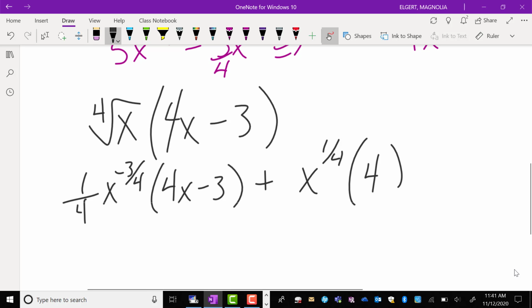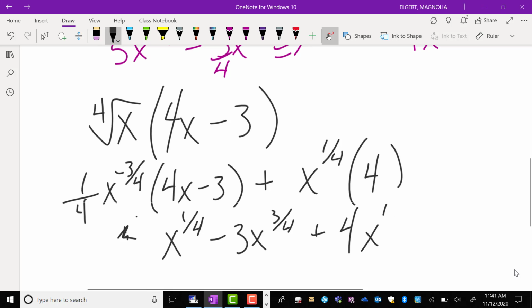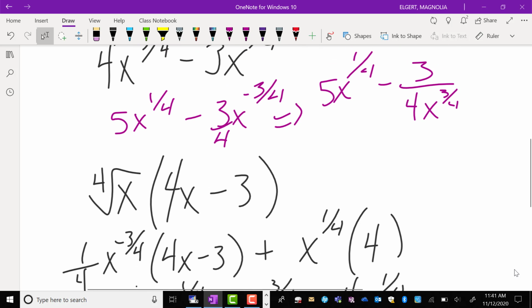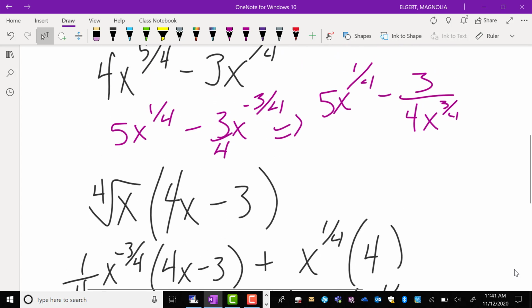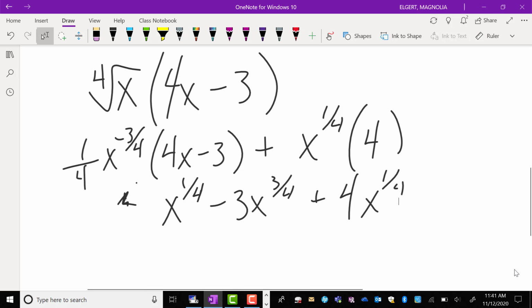So you'd get 4 times 1/4, that's 1. This 1/4 times 4, that's 1. And then that would be x to the 1/4 minus 3x to the negative 3/4 plus 4x to the 1/4. And then if you look back up here, this answer is going to be exactly the same when you combine those like terms.